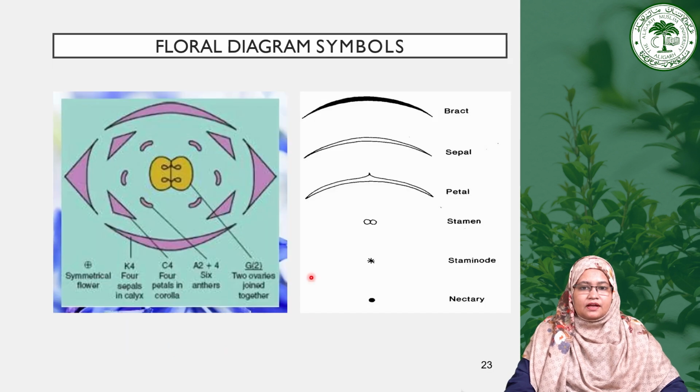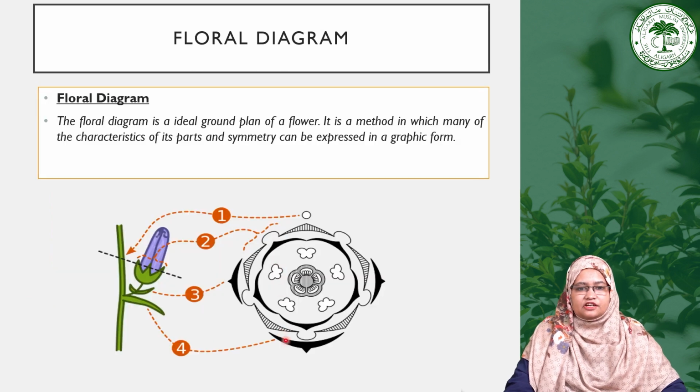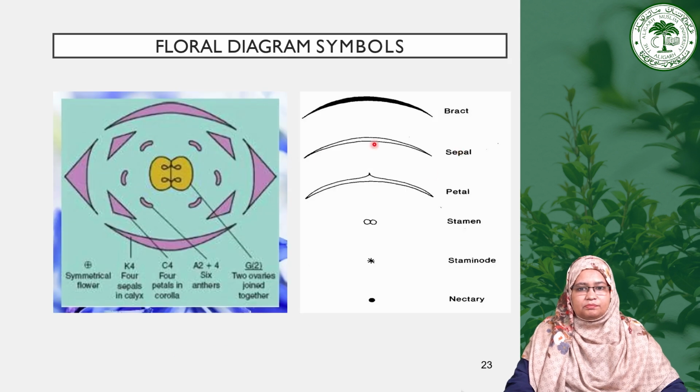the androecium, and this one is the gynoecium. When we see a particular floral diagram, this black structure is the bract. Then this one represents the calyx, you can say these are the four sepals. Then petals you can represent by this structure. Then this represents the stamens, which are dithecous, arranged in only one whorl, or maybe you can say 4 plus 2, there are 6 anthers. If a stamen is present it is represented by an asterisk, and if there is a nectary it is represented by a black dot.